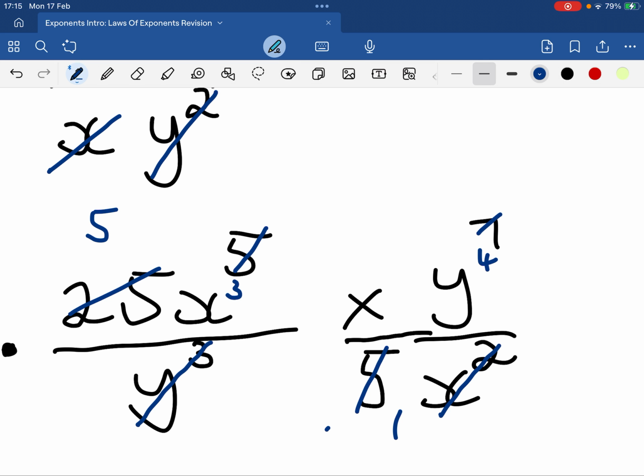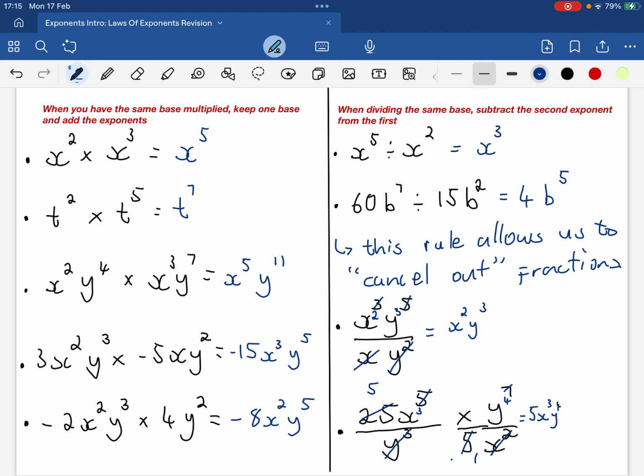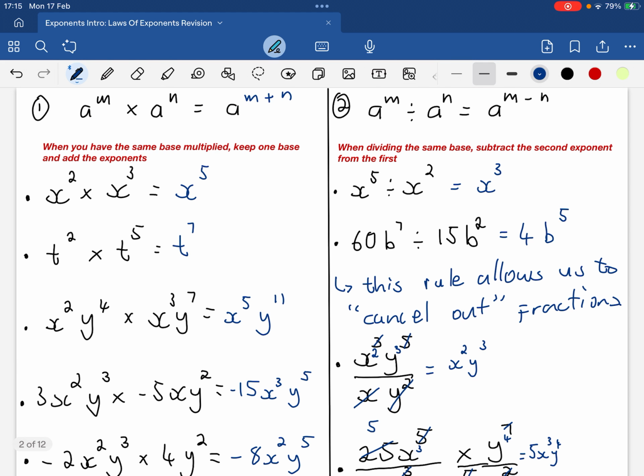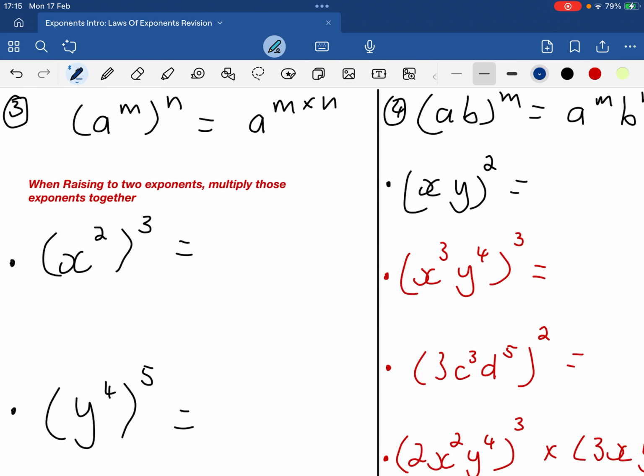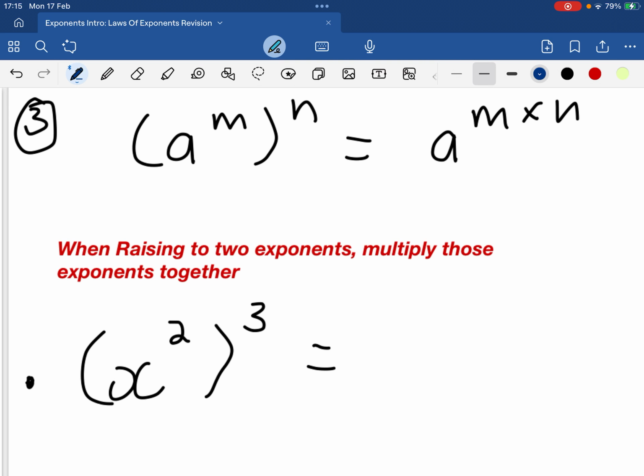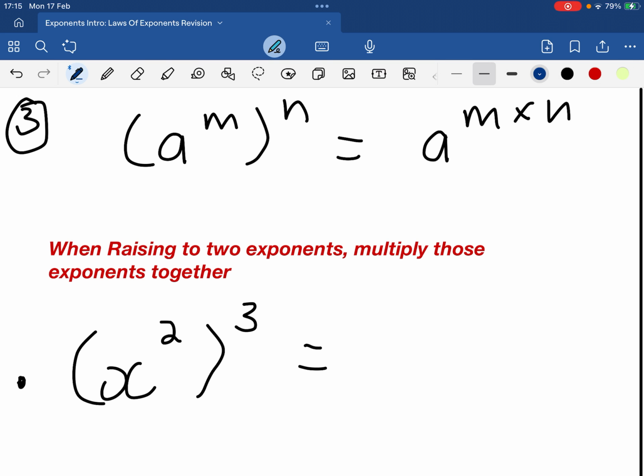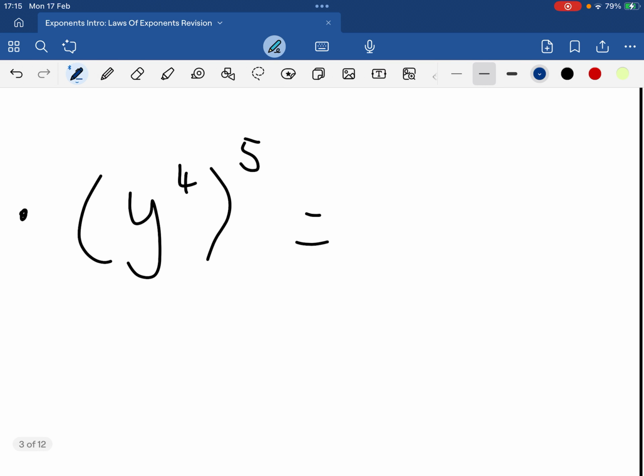So what you're actually left with here is 5, x to the 3, and y to the 4. So these are the first two laws that you have to know. Now, the third law has to do with what happens if we raise to two exponents instead of one. So for example, if you had a to the power of m and then raised that to the power of n, what you have to do is multiply those two exponents together. So for example, if you have x squared raised to the 3, that's x to the 2 times 3, which is 6. If you have y to the 4 raised to the 5, that's y to the 20.